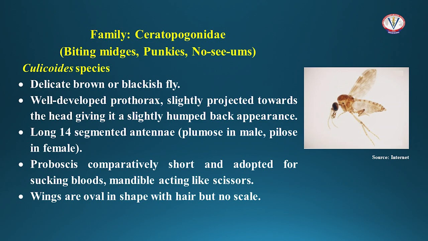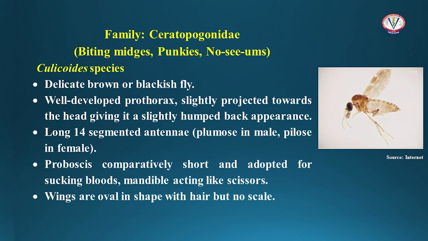The mandibles act like scissors. Wings are oval in shape with hairs but no scales.